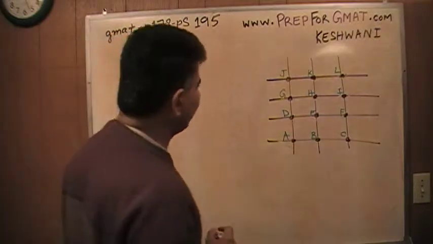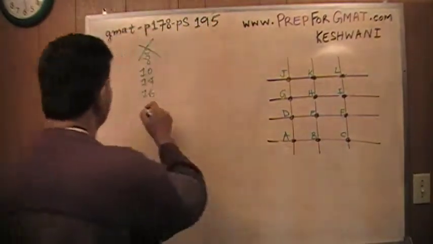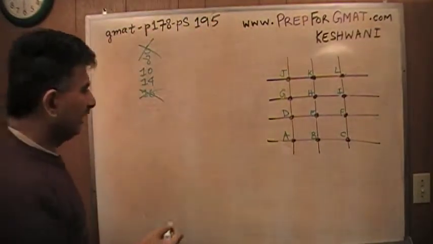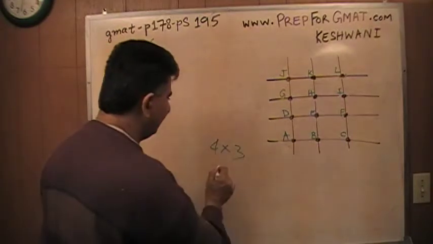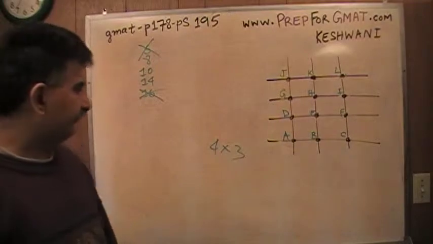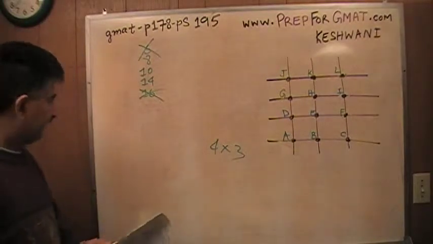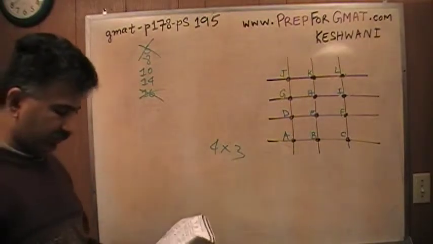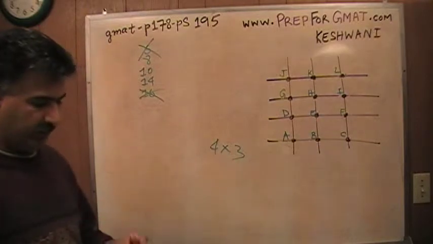16 is also something that I'm not too happy about. 16 is way too many, because even if you simply do 4 times 3, that's only 12. You're not going to have 16 possible choices. So let's see what happens. That also tells me that 14 is sort of iffy. I'm not too keen about 14 either.